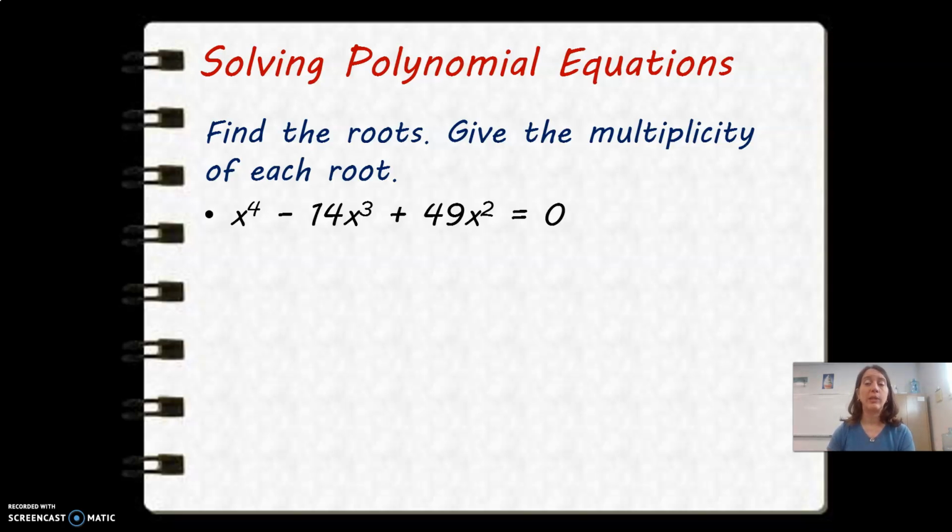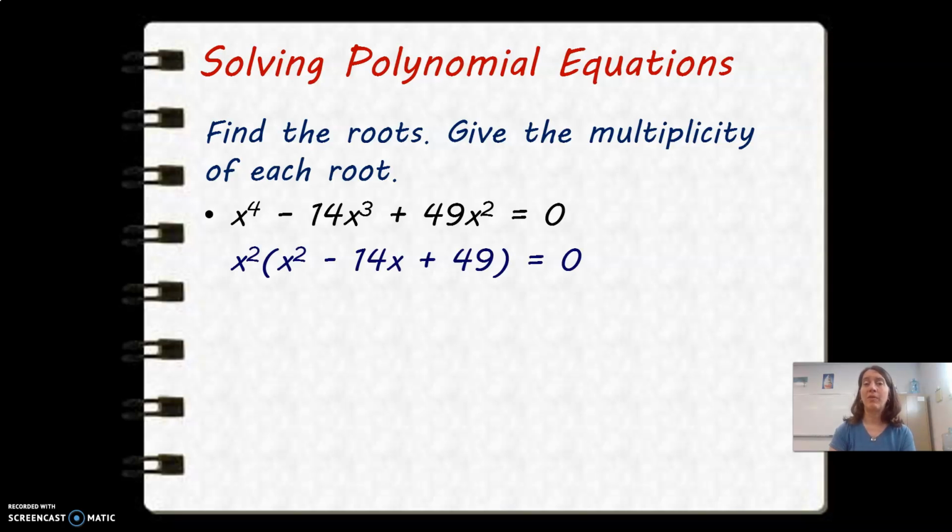We're looking to see what are those answers for x in our question. The equation is already set equal to 0, so I don't need to worry about that step. Let's go right into our factoring. We're always looking for our common factor first. There is nothing common between all three numbers because the first number is 1. So 1, 14, and 49 do not have anything in common, but there is something in common for the variables because they all contain an x.